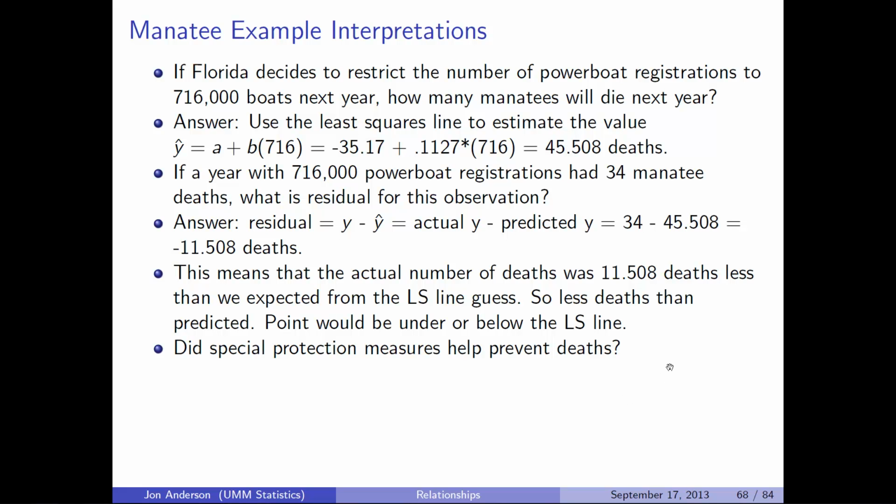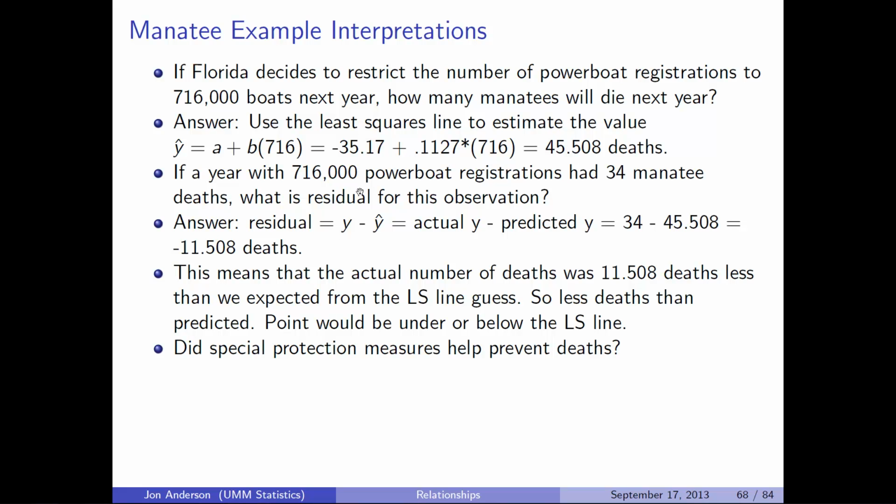So let's do some work. If Florida decides to restrict the number of powerboat registrations to 716,000 boats, how many manatees do you think will die? Well, that means we need to plug in 716. Remember, that's in thousands. And so plugging 716 in for x, multiplying by the slope, adding the intercept, gives us about 45.5 deaths.